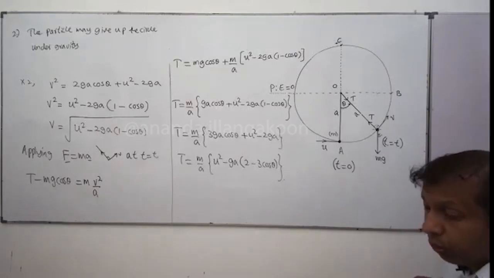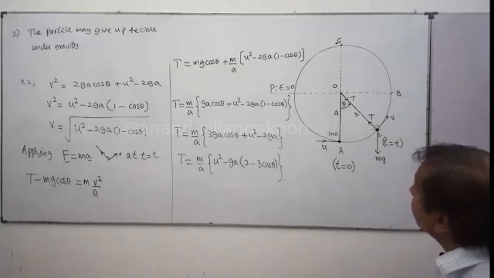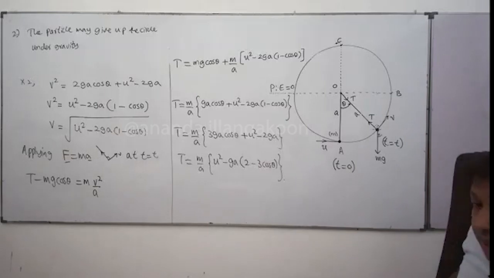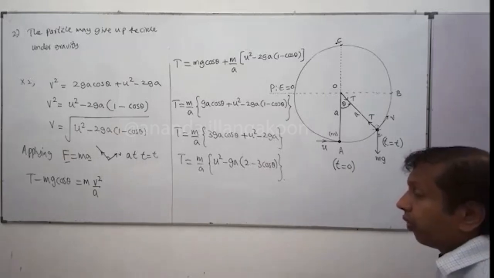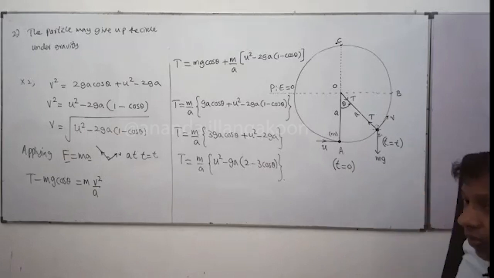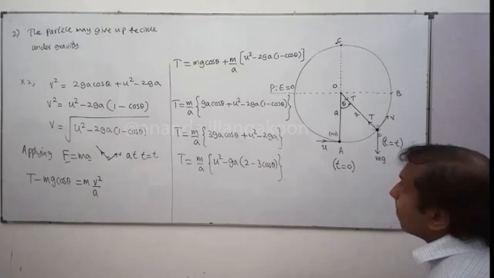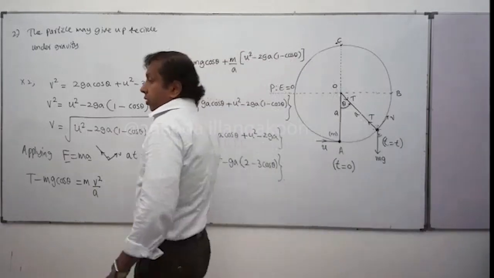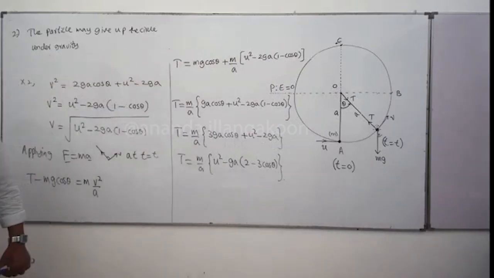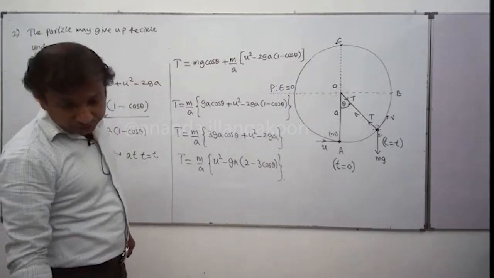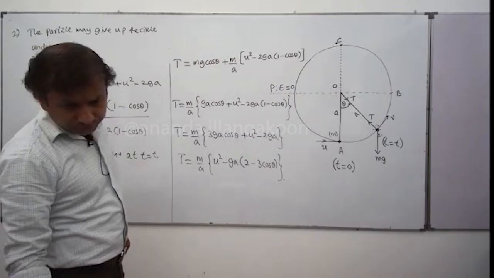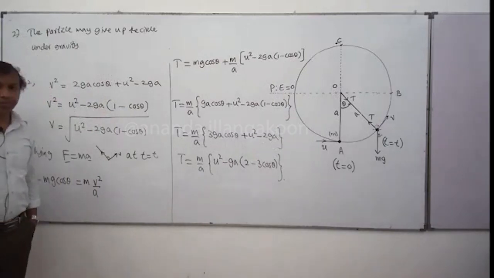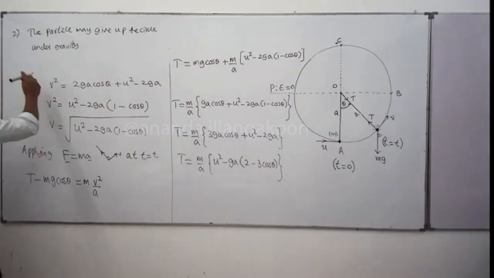This happens due to tension T becoming 0 while having a value for velocity v. Right? Okay.